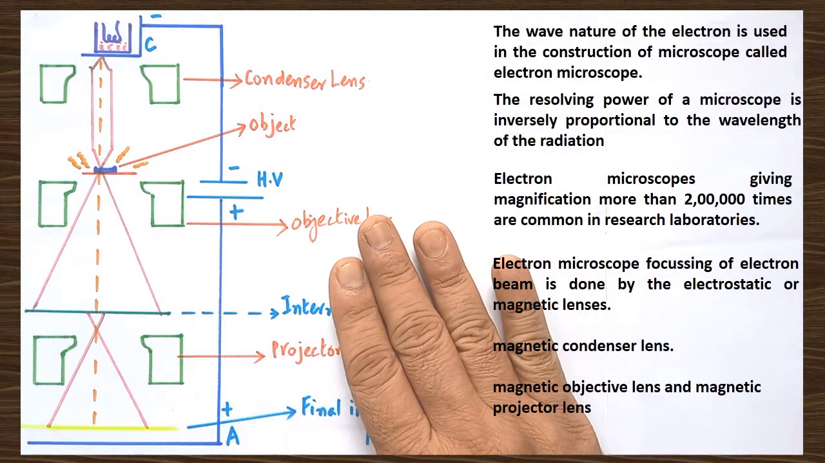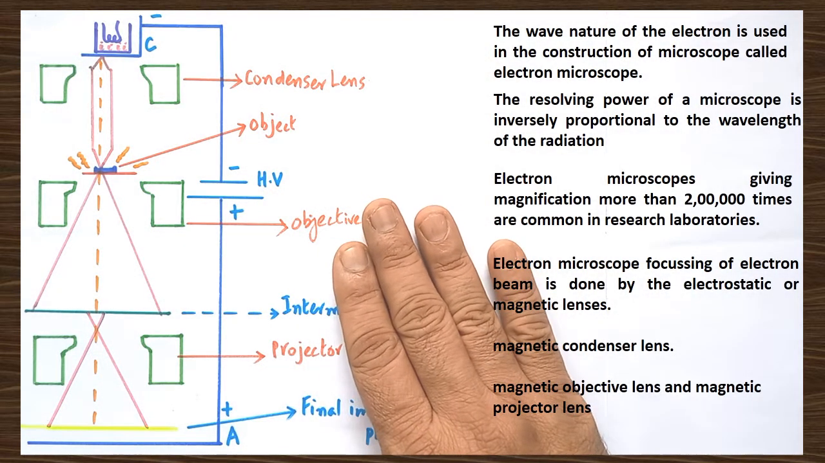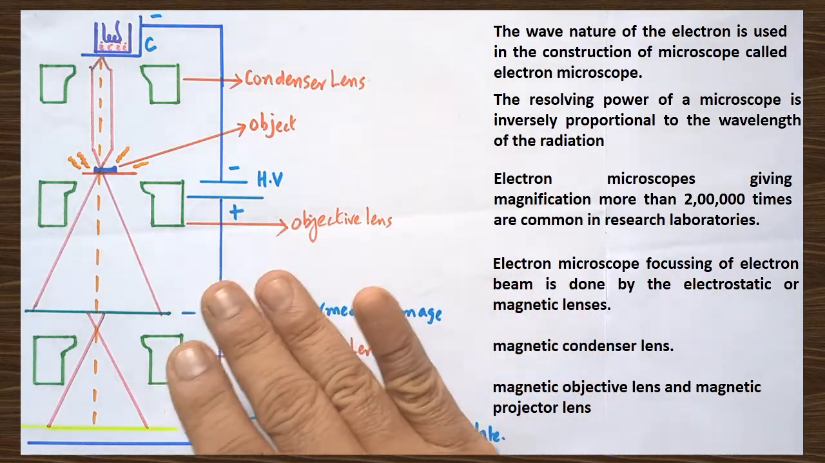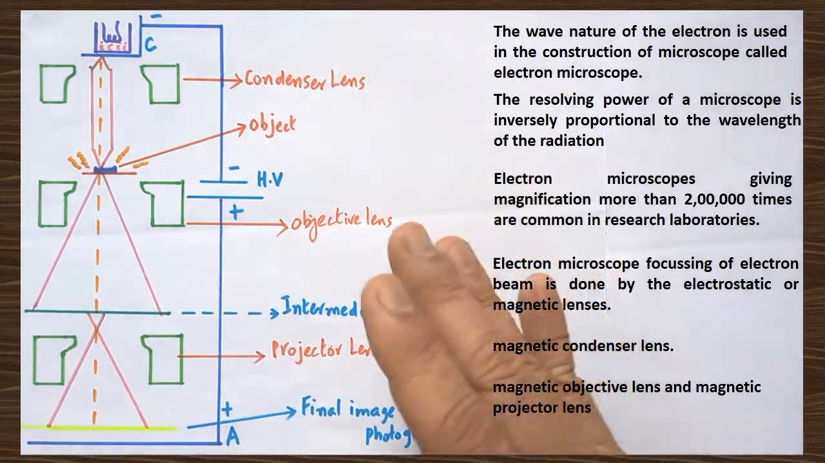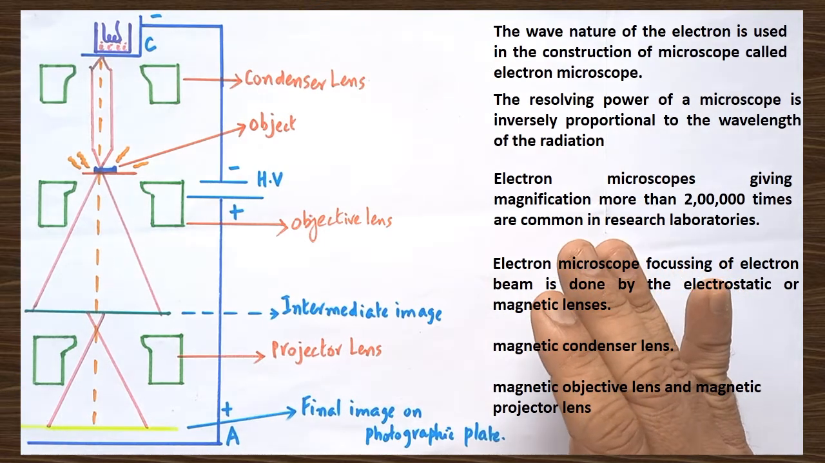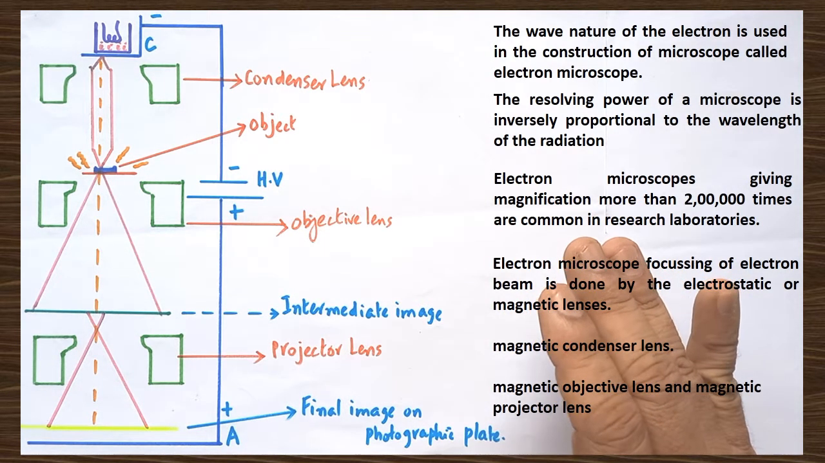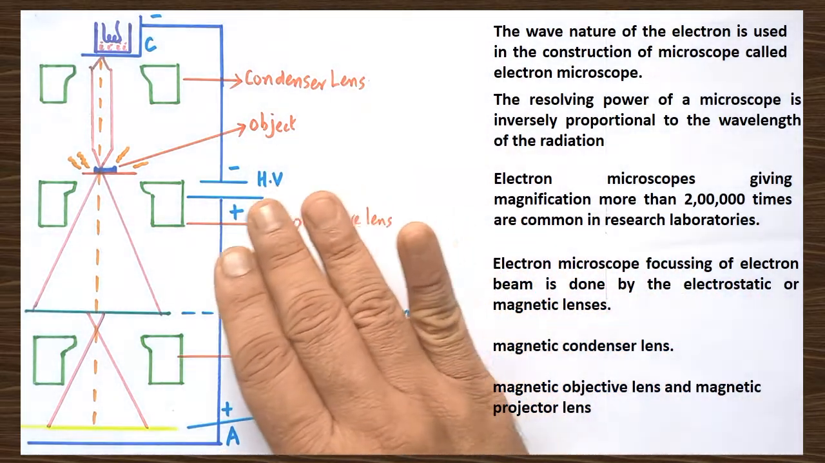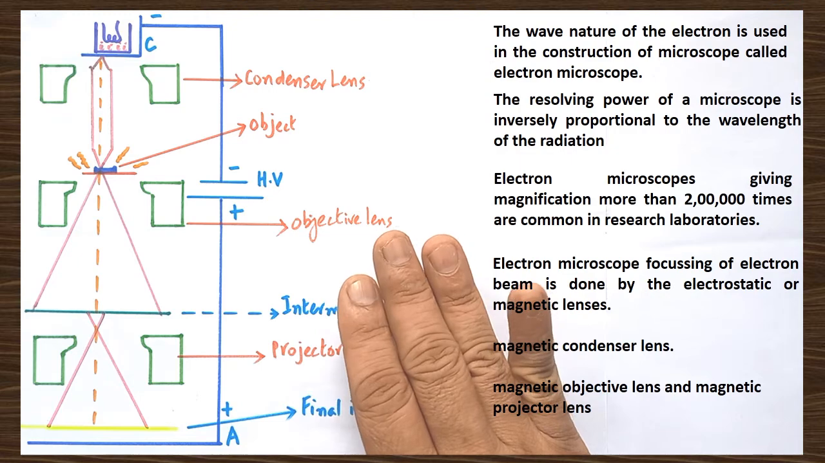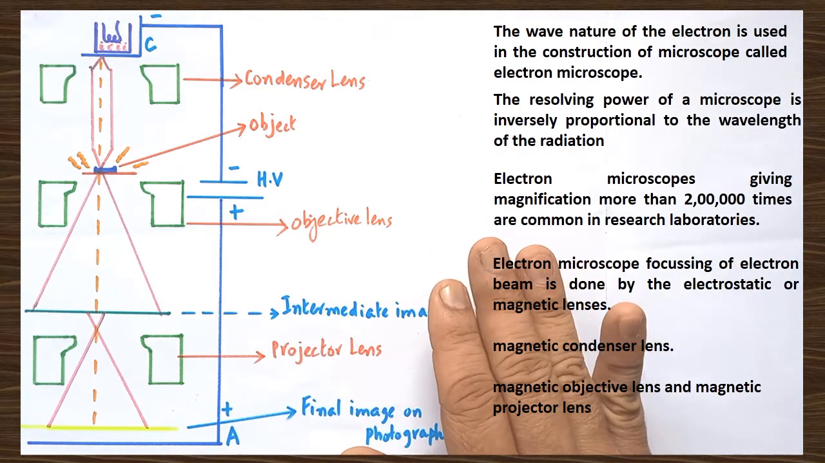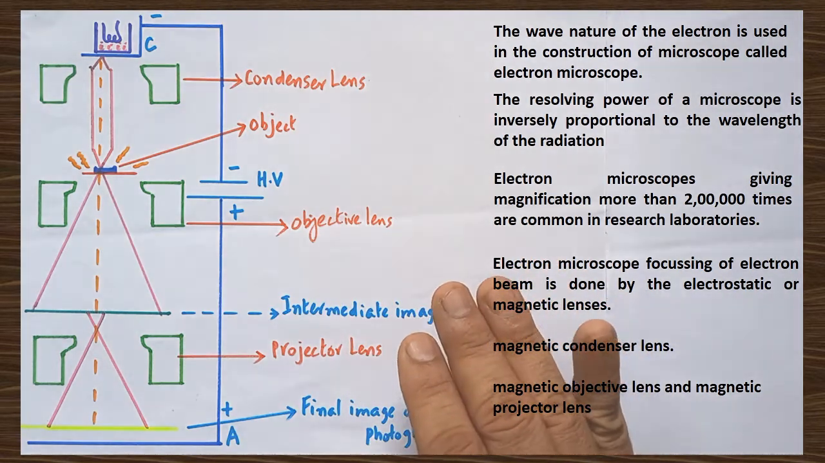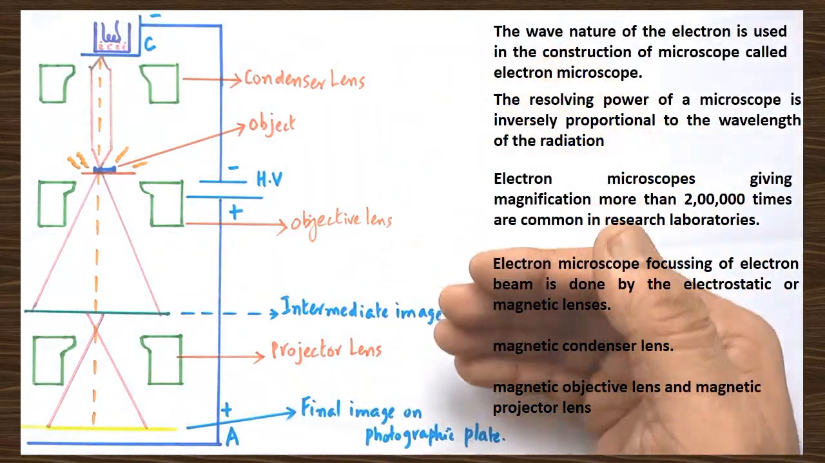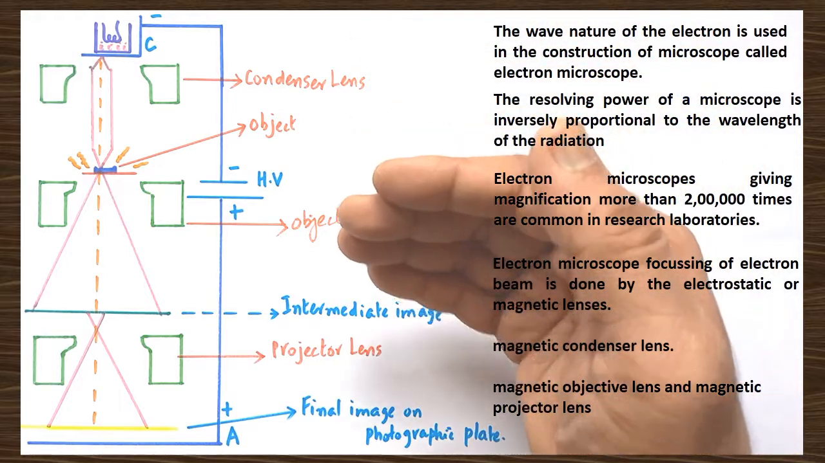Here the resolving power and magnification power of the electron microscope are very high. Are you clear? It is able to distinguish all the details of tiny objects. That's why it is said that the resolving power is very high. The resolving power of the electron microscope is inversely proportional to the wavelength of the radiation which is used here. If the wavelength is very less, the resolving power will be very high.